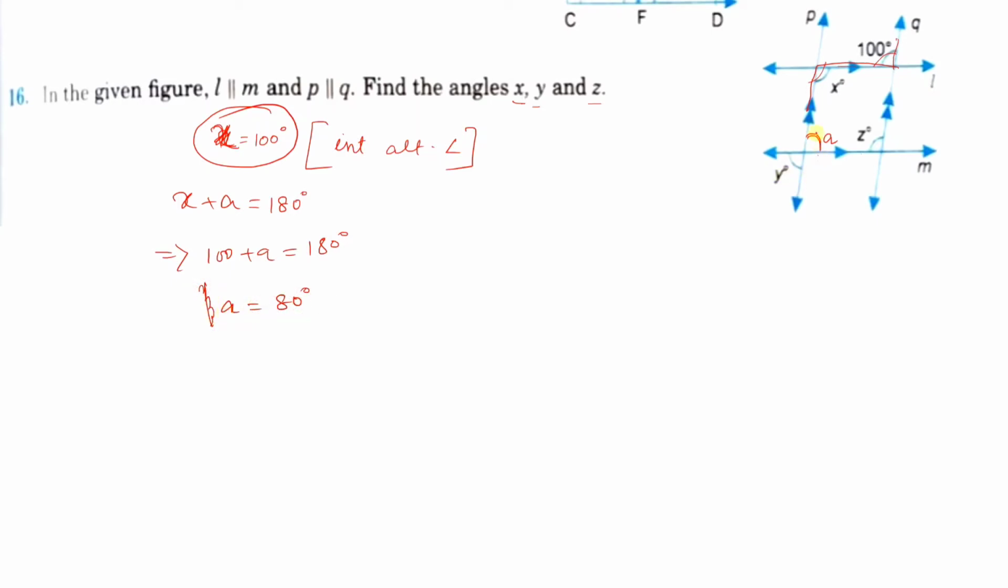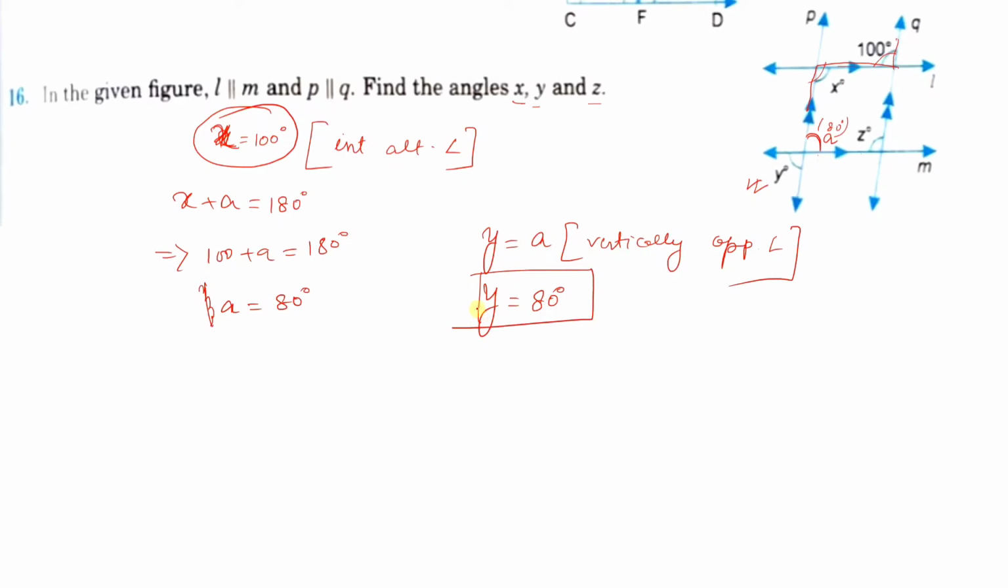A is 80 degree. If A is 80 degree, then y has to be 80 degree, because they are vertically opposite angles. So write down y equals a, vertically opposite angle. So the value of y is equal to 80 degree.